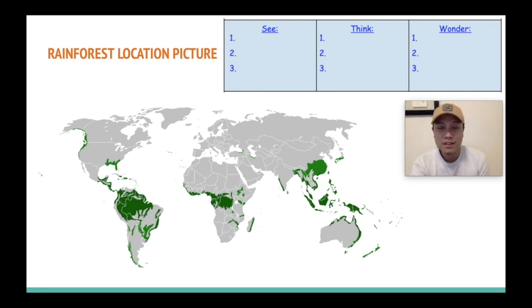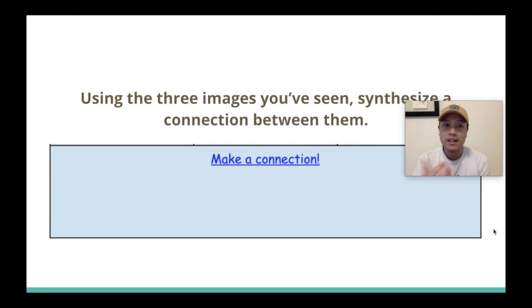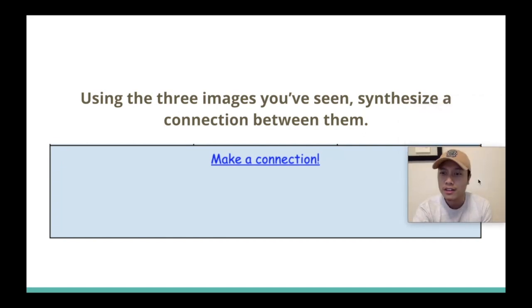Now, the very last part of the chart, I want you to try and make that connection. Let me move my cell first. There we go. I want you to make this connection. Using the 3 images that you've seen, how are they all related to each other? The tiger, the picture of that portion of the rainforest, and the locations of all rainforests found on our planet. What do you think we're trying to get at here?